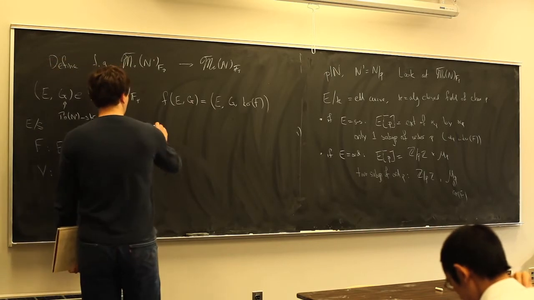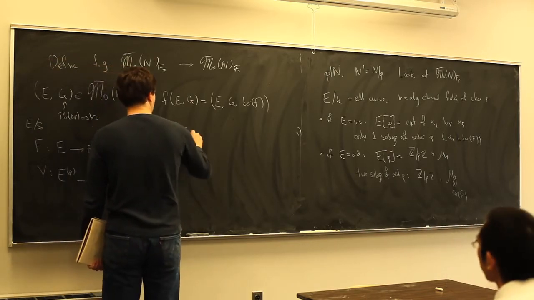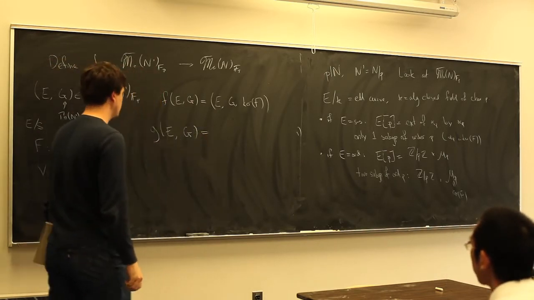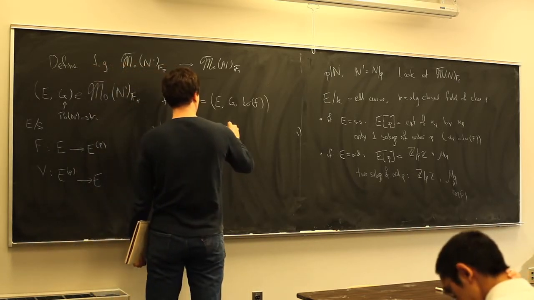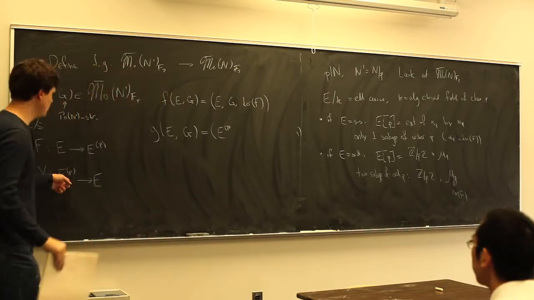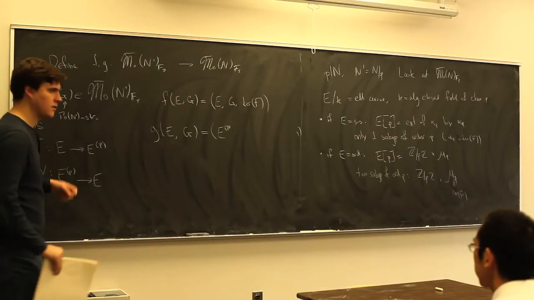Okay, and the other thing that you can do is, so g of EG is going to take the elliptic curve to be this p twist here. And then I'm just going to take the inverse image of the group G by Verschiebung.